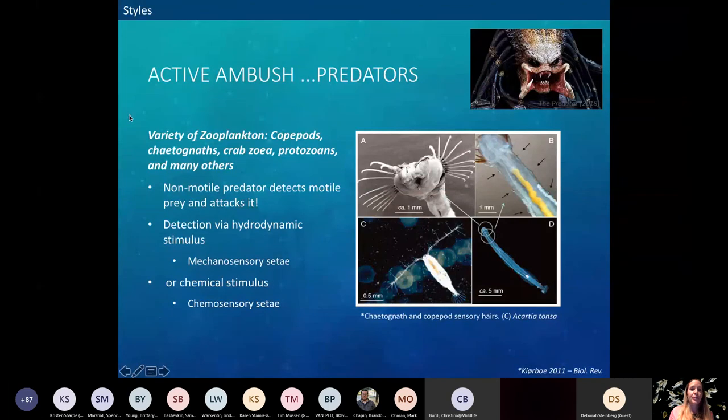Then we have the active ambush predators. These include a variety of zooplankton, some predatory copepods, chaetognaths are a classic example, crab zoea, some protozoans, and others. This is where the predator is non-motile, quote unquote: they sit and wait for their motile prey to come within some sensory range, and then when it detects it, they attack it. They can detect that with either mechanosensory setae, where they have these hairs on their bodies that can feel for movement around them in the water, or chemosensory setae. They essentially taste the water. They taste the leaky stuff coming from prey organisms, and then they're able to follow the direction of that and attack.